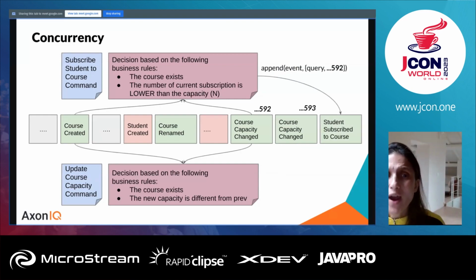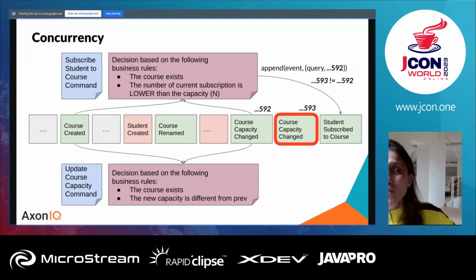When the subscribe student course command handler tries to publish its event, it also invokes the conditional append. It also loaded event number 592 as the last event. So the event store checks that at the time of append, there is an event, number 593, following the 592, which is part of the query stream. And in this case, the store rejects the append.